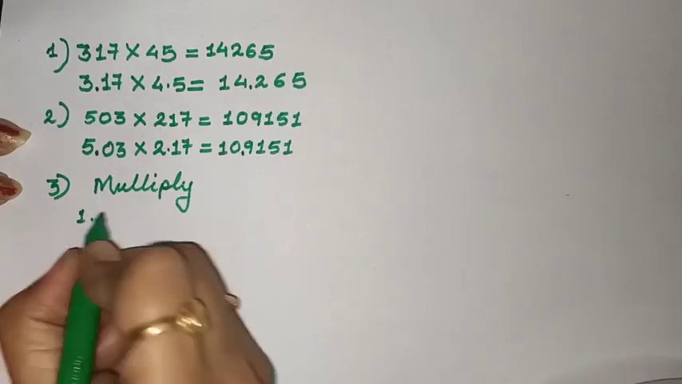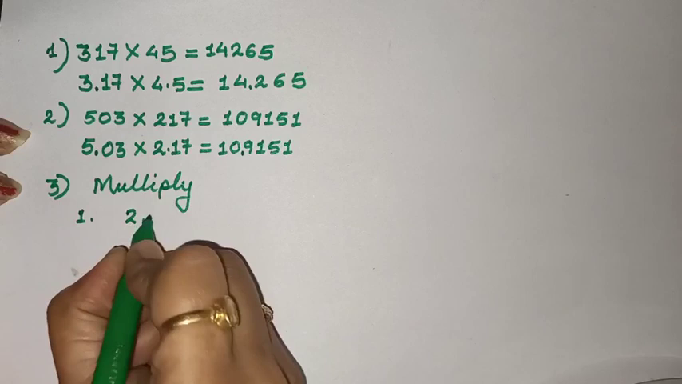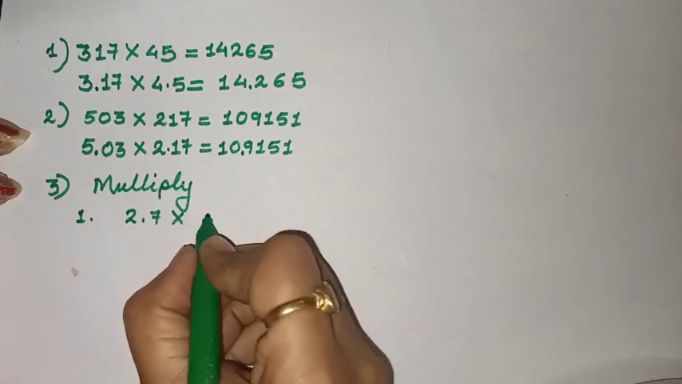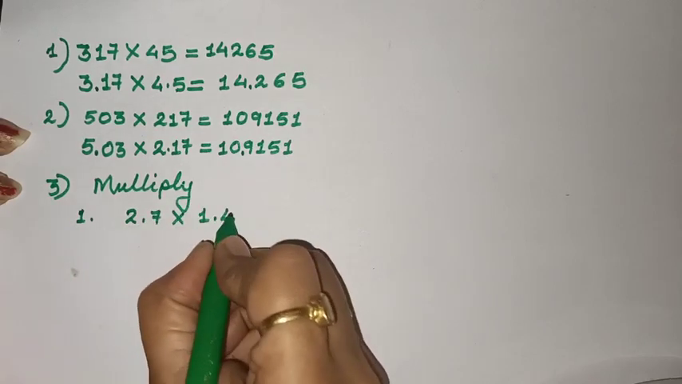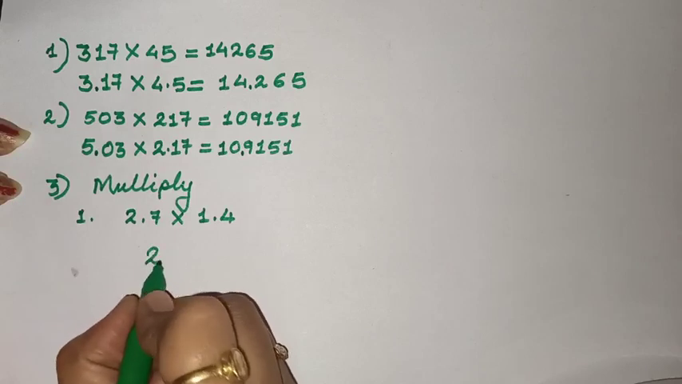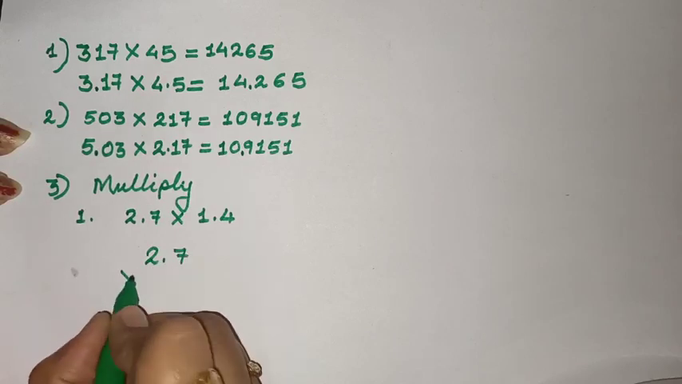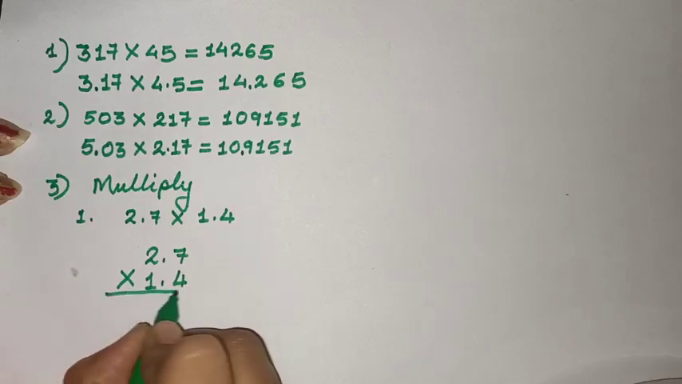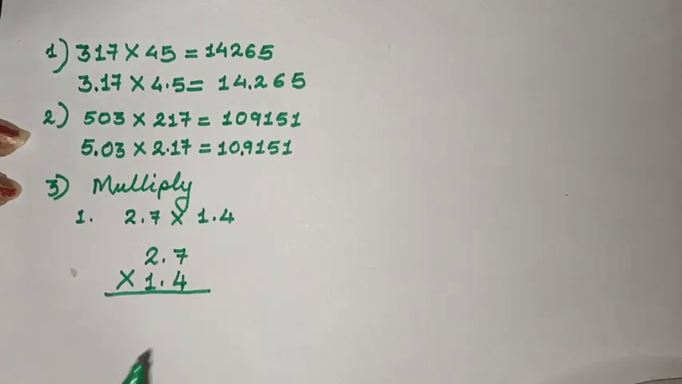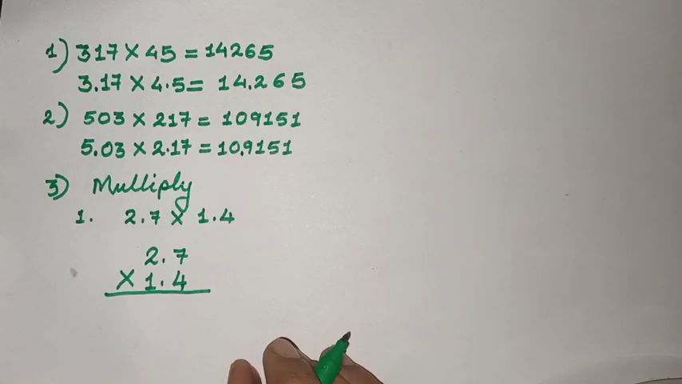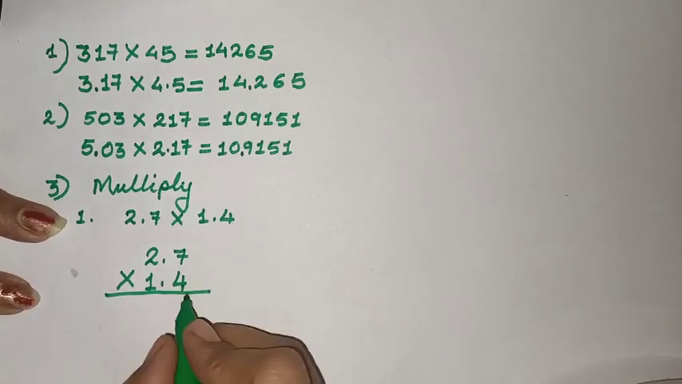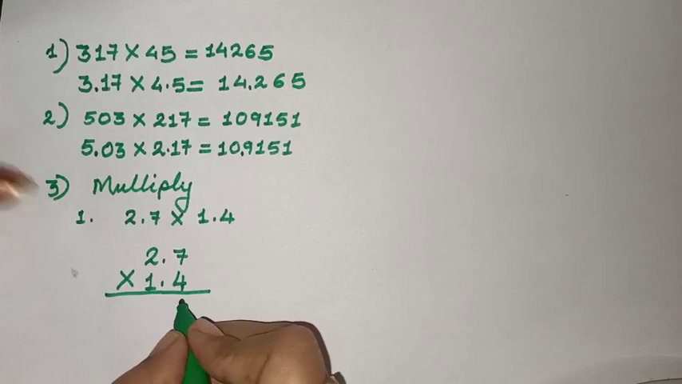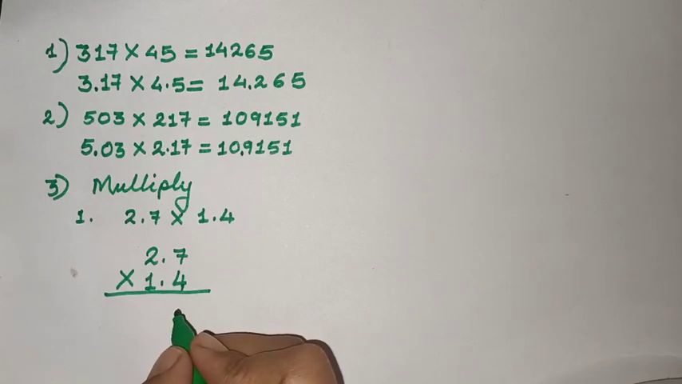Number 1 is 2.7 multiplied by 1.4. Let us multiply 2.7 multiplied by 1.4. So here we will not consider the decimal. First, what will we do? We'll directly multiply it, right? So let us see. 4 sevens are 28.